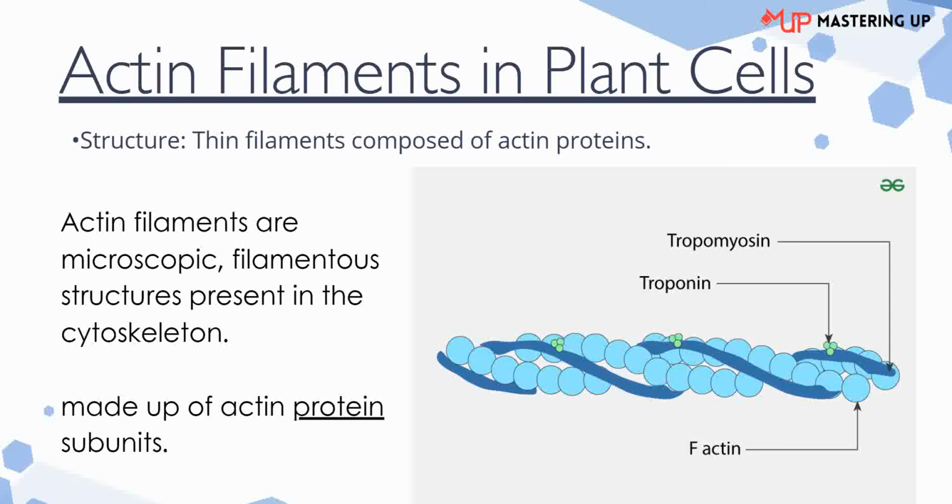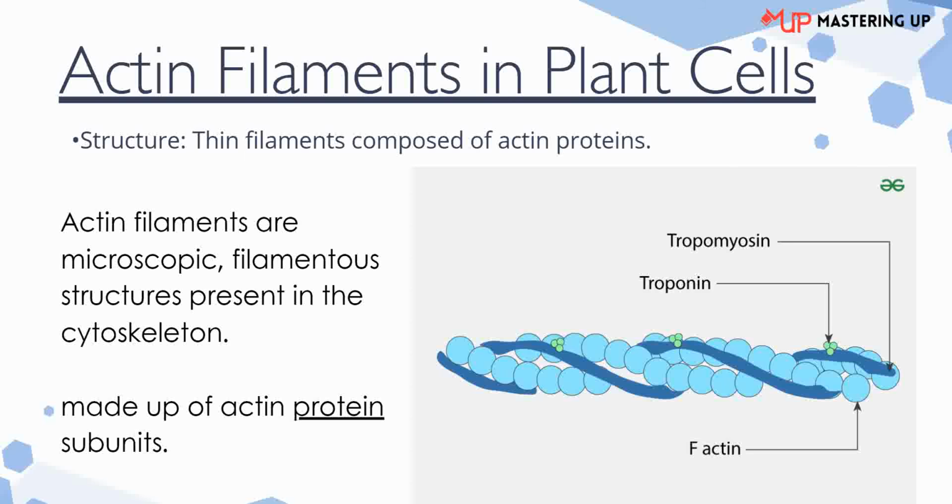Now talk of the structure of actin filaments. Actin filaments consist of globular actin, which is G-actin subunits, that polymerize into long filaments that are parallel and helical. This polymerized structure, as you can also see in the diagram, is known as filamentous actin, which is also pronounced as F-actin.